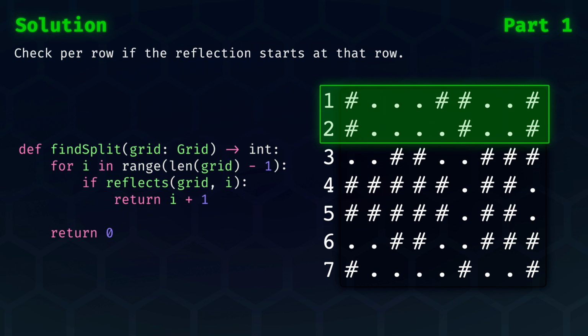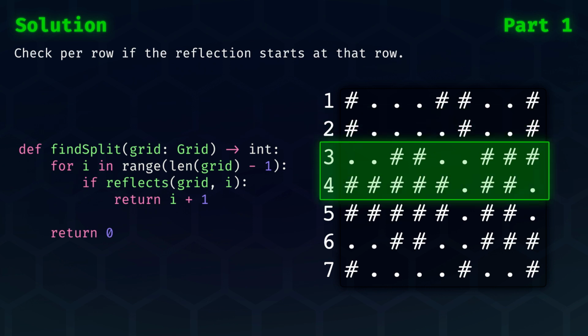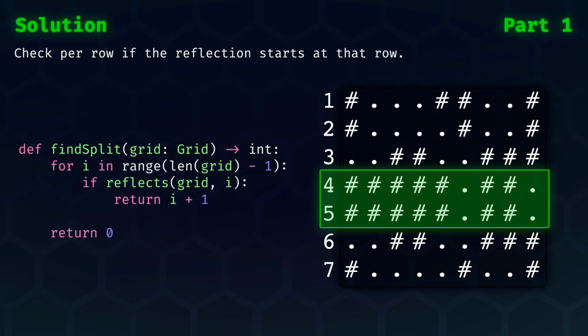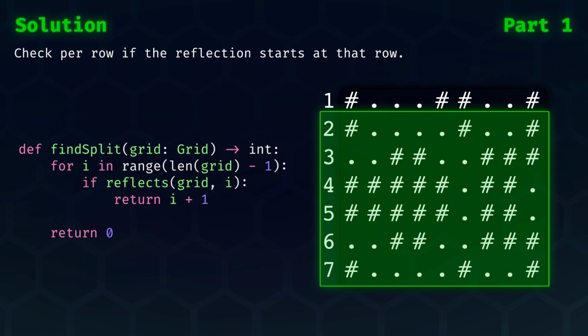First, we start with 1 and 2. This does not reflect, because the two rows are not the same. So we move on to the next possible starting row. Again, this does not reflect, so we check the next one. Once more, no luck. Finally, we see two rows that are the same. Now let's expand the reflection and see if it still reflects. Turns out that it does, so let's expand once more. And also at this step, the reflection still works. Since there are no more rows to check beyond row 7, we can conclude that this is indeed the reflection point, so we return 4.